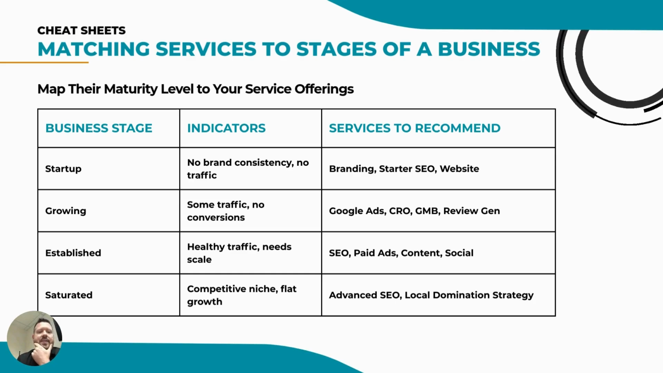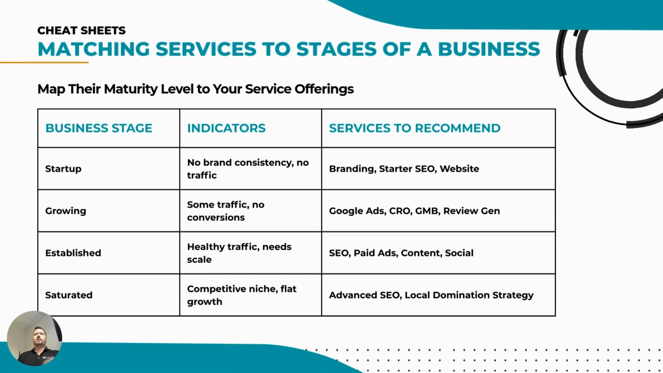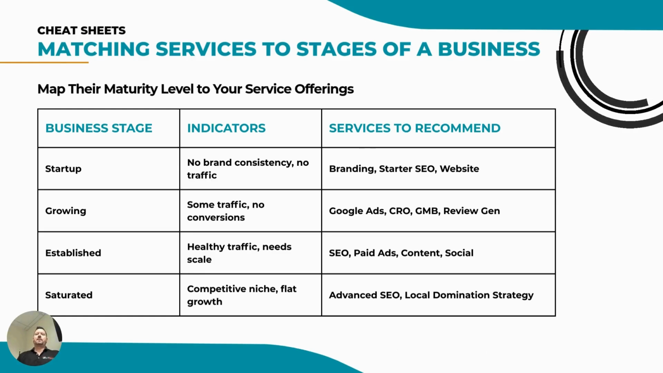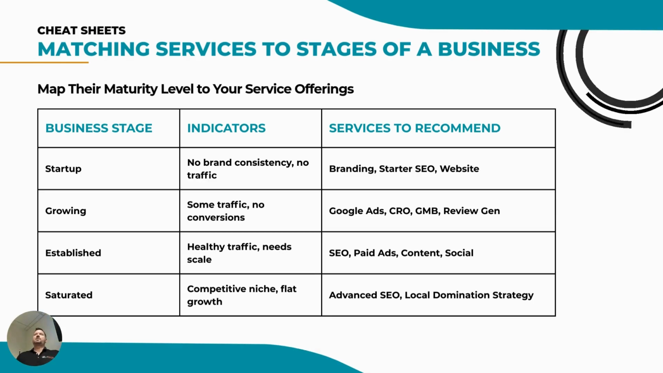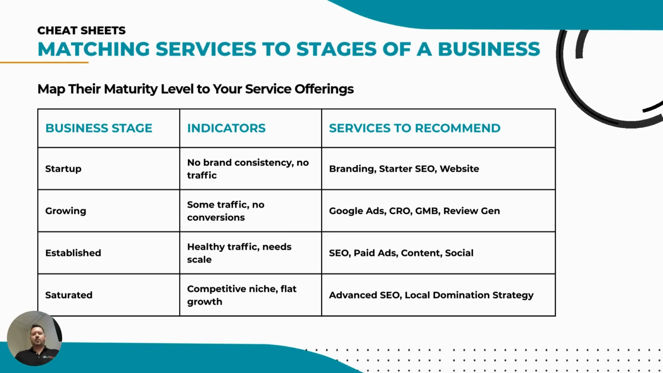Established businesses are getting healthy traffic, but they need to scale. Maybe they've been stagnant for like 6 months. SEO, paid ads, content, social, the whole works. Saturated, again, Kelly Van Kirk: competitive niche, flat growth, stagnant. Advanced SEO, or tier 3 SEO, I should say. Local domination strategy, that's what we did for Van Kirk. It's literally $10,000 a month, but we chopped that almost in half for them. We can work out a price range for that.